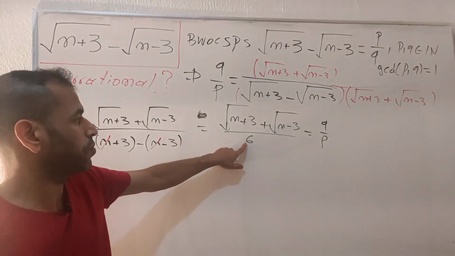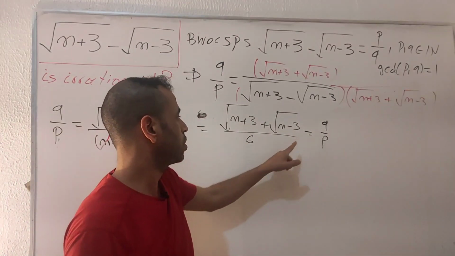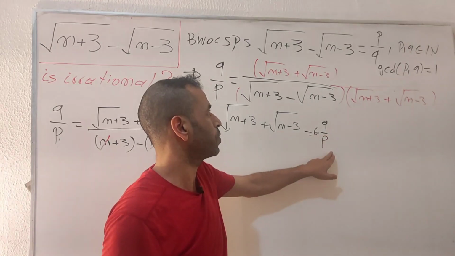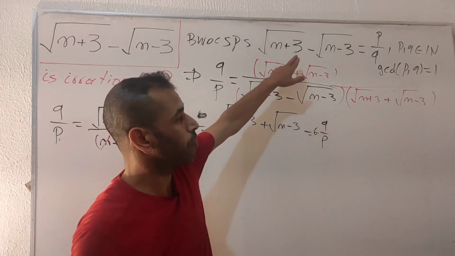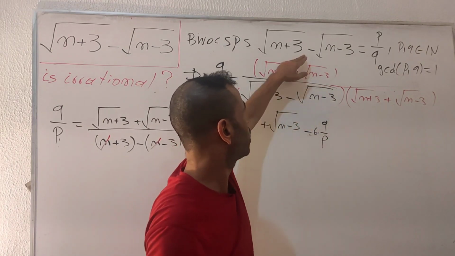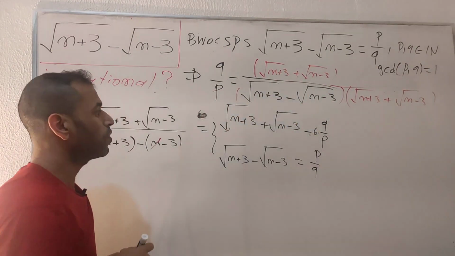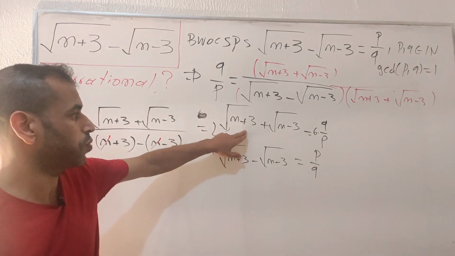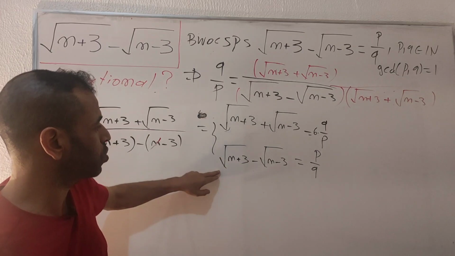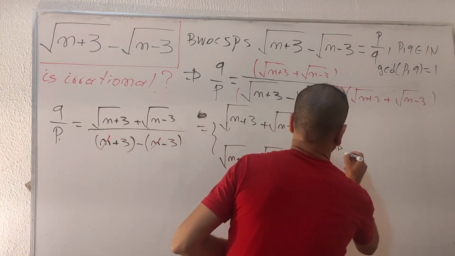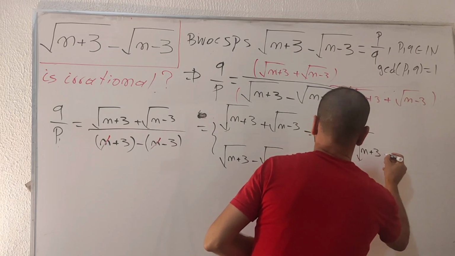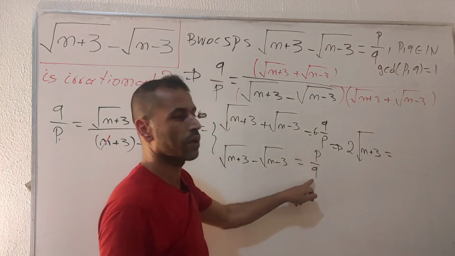I'm going to take off this number 6 and put it here. I get the sum of these radicals equals 6 times q over p. At the above expression, we have p over q, and we have q over p. Let's bring this one down here. If I sum both expressions, this one cancels out, and I will be left with 2 times square root of n plus 3. So I get 2 times square root of n plus 3 equals this one plus this one.